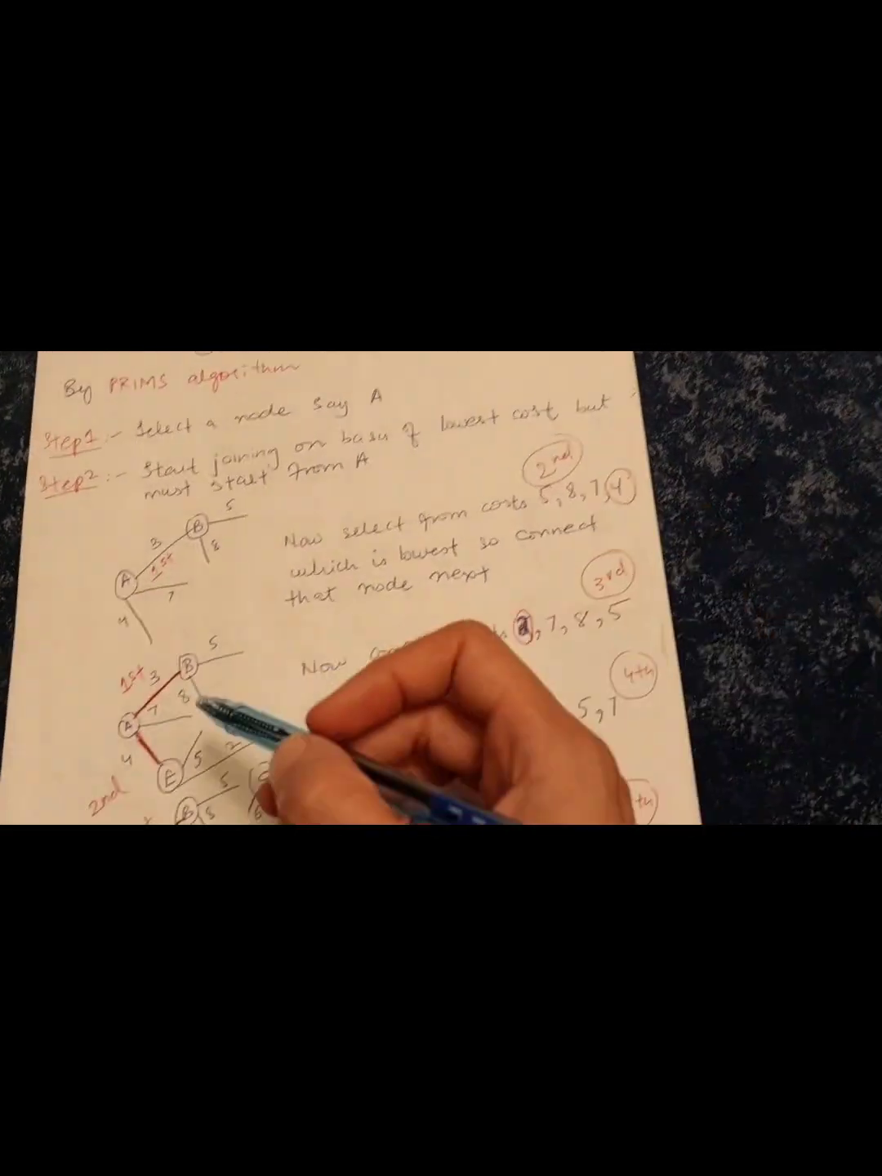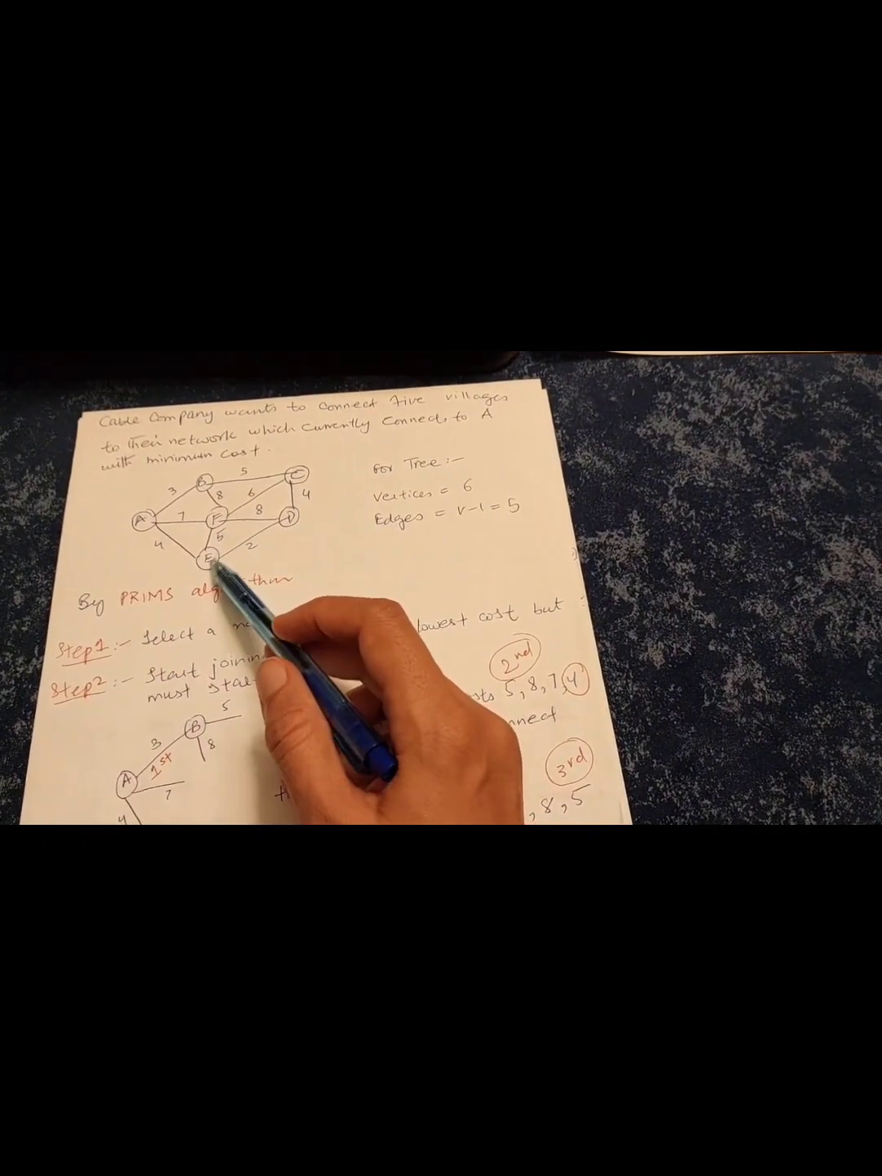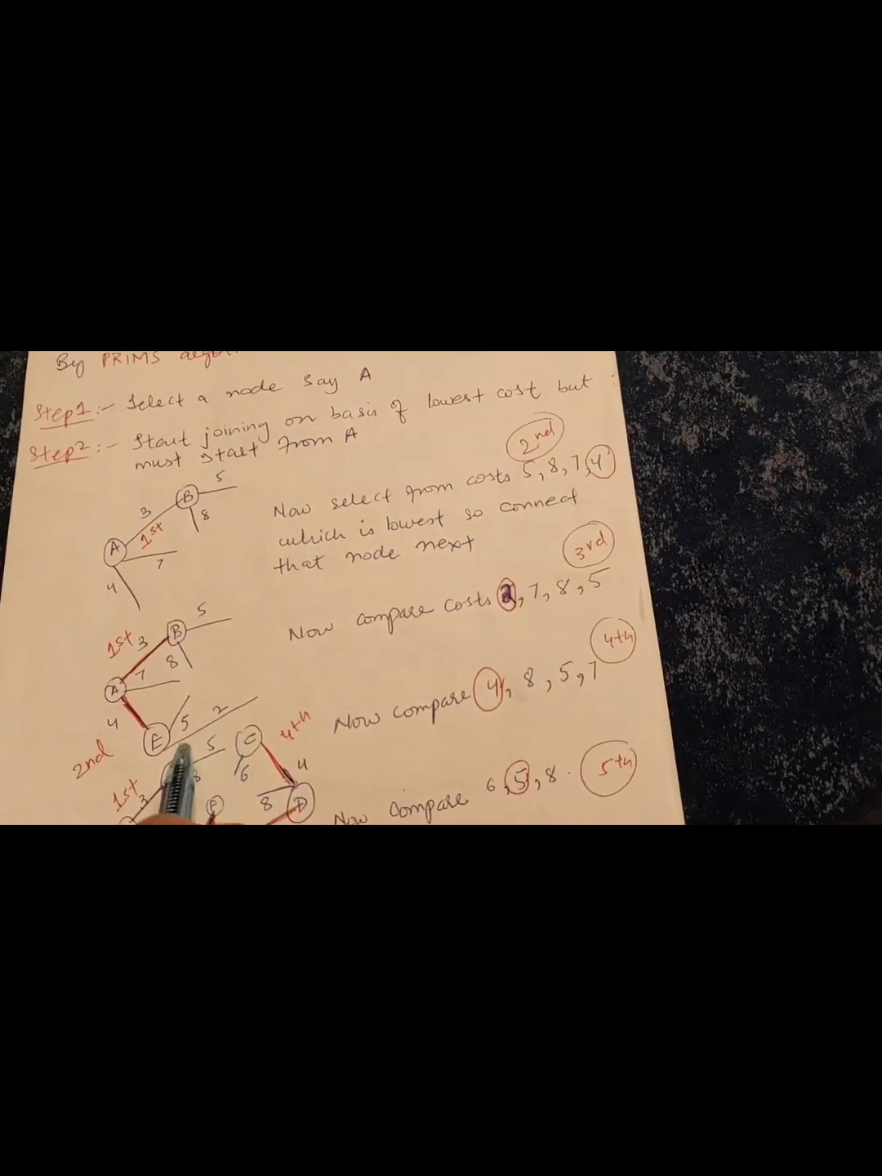So when we connect A with node E, then we say that the next connections of E are with cost 5 and with cost 2, which you can see over there.